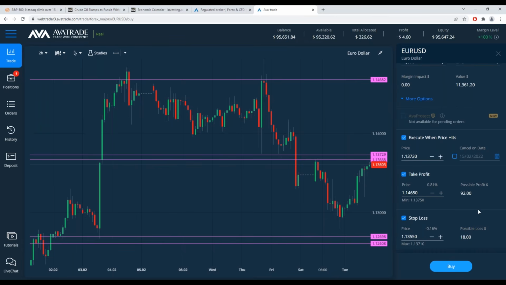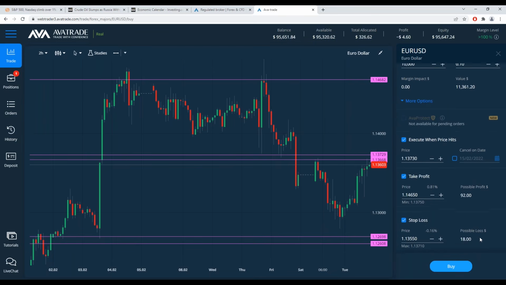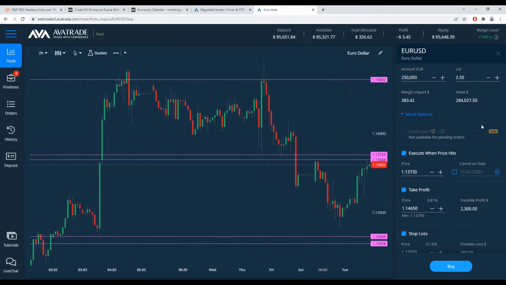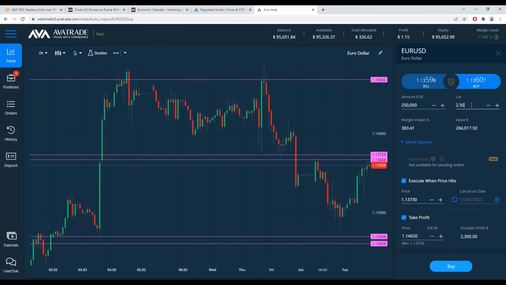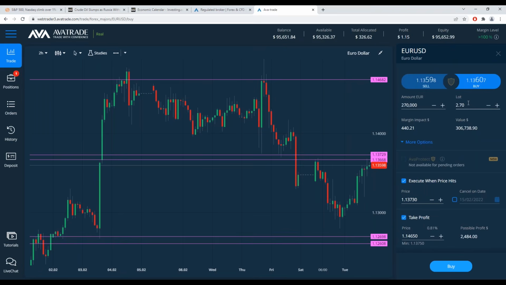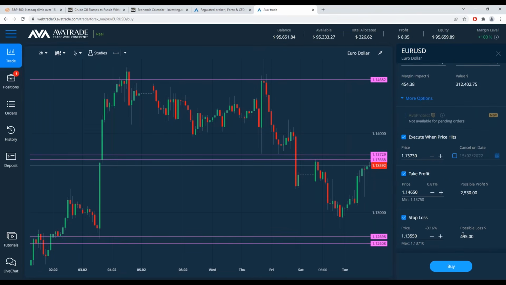And then you go up for your risk management, and you say, okay, I was willing to risk 500, and what trade size will get me there? Let's say 2.5 lots. Would risk 450. It's close. 2.7 lots would risk 486. So 2.75 maybe is just about 500.